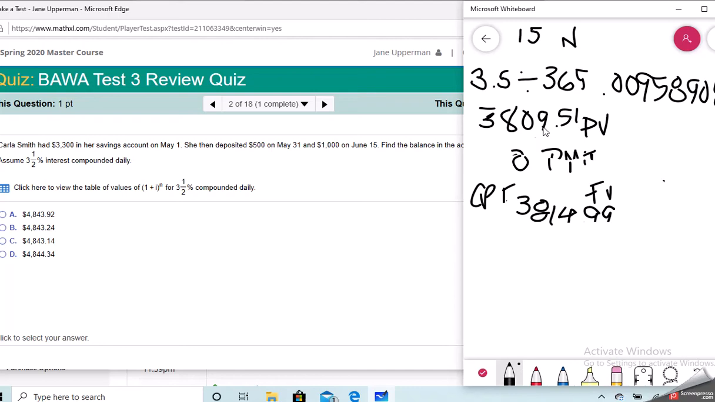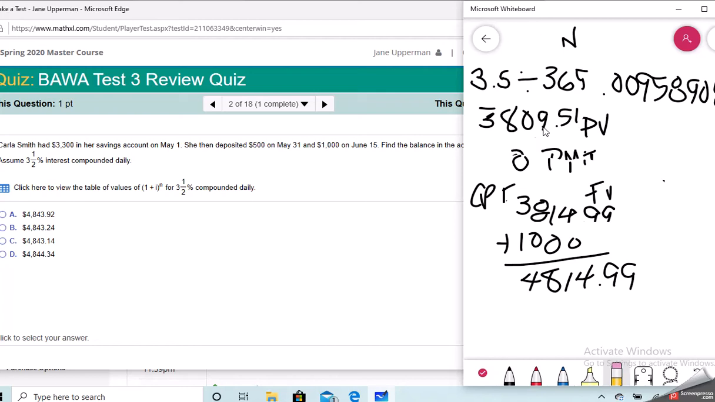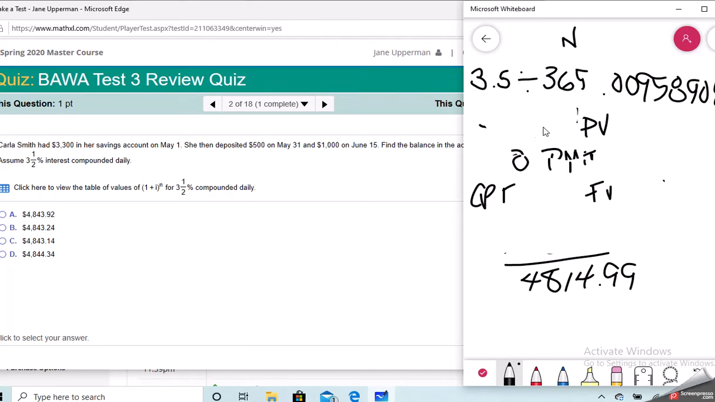Okay, then on that date though, she deposits another $1,000. So now I'm up to $4,814.99, and I'm saving that for 61 days. So again, back to what we had before. I'm going to go up here, erase these, and put in my 61 days, June 15th to August 15th.